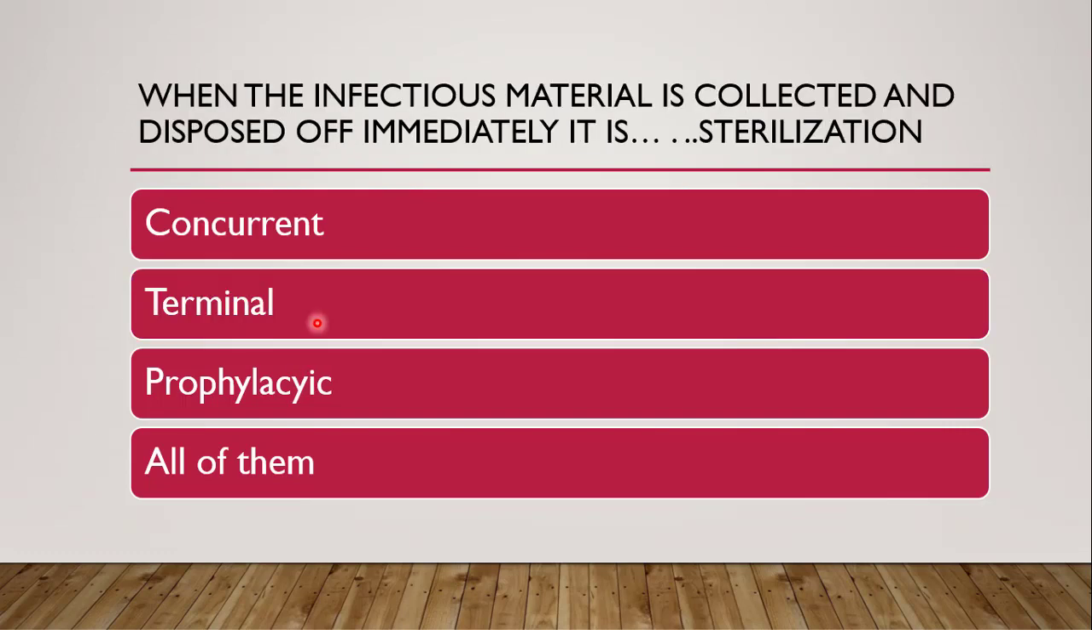Next question is, when the infectious material is collected and disposed of immediately, it is dash disinfection. Whether it is concurrent, terminal, prophylactic, or all of them. The correct answer is concurrent disinfection. Because concurrent disinfection is the disinfection wherein the feces, vomitus, sputum or urine which is excreted is collected immediately and disposed of. So it is known as concurrent disinfection.